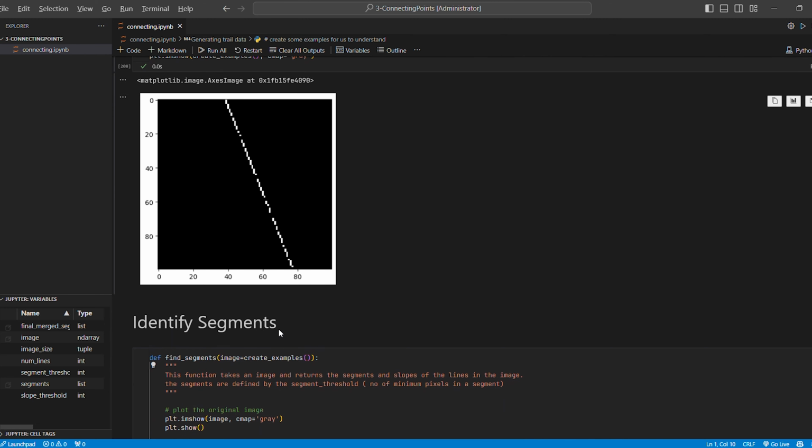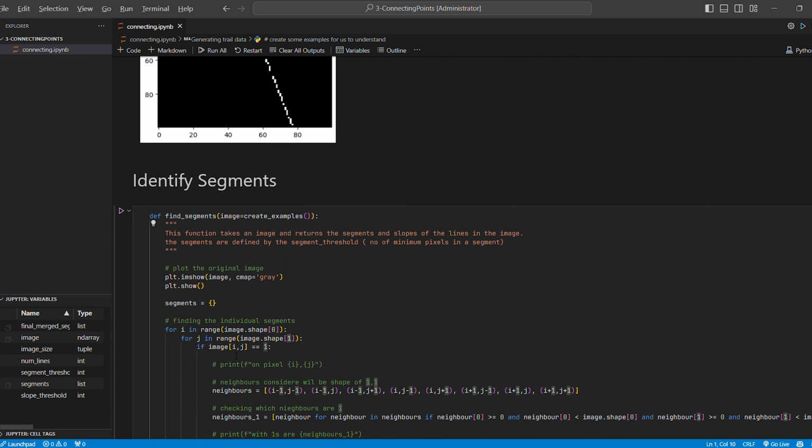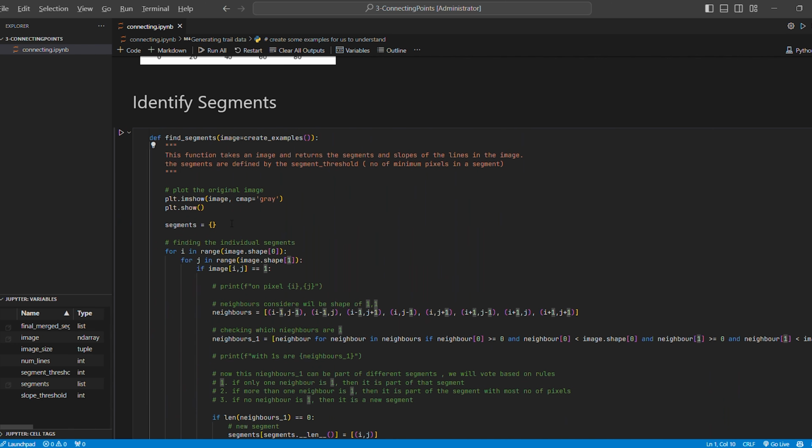What I am trying to do is identify the segments. Now what is a segment? A segment is any connection of pixels. For example, as I am showing here on the screen, if some connected pixels having a slope and intercept represent a straight line, then we count them as a segment. For that I have written a function here. What this function does is give us the segments.